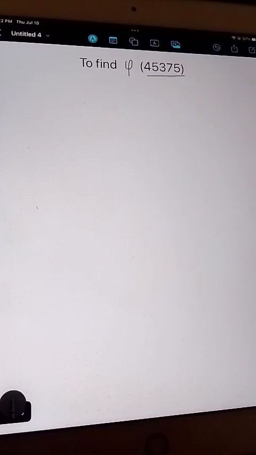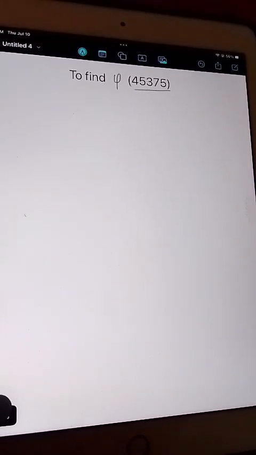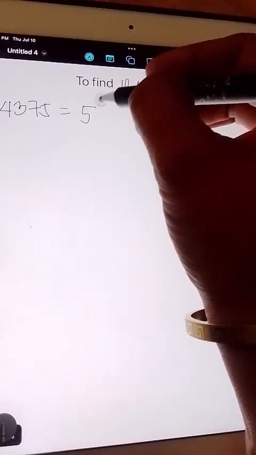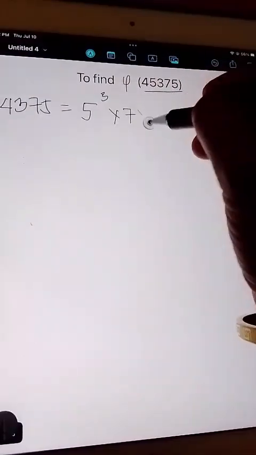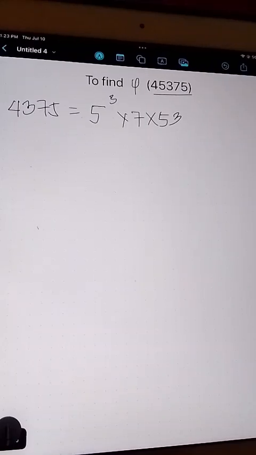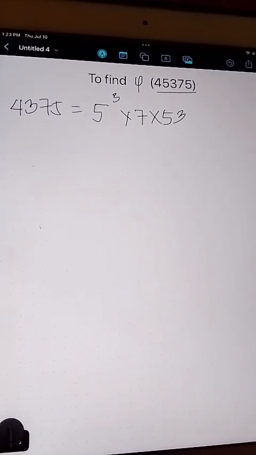To find phi of 45,375, first find the prime factorization of 45,375. Our prime factorization for this is 5 raised to the power of 3 times 7 times 53. So in Euler's totient function, phi of n counts the positive integers up to n that are relatively prime to n.